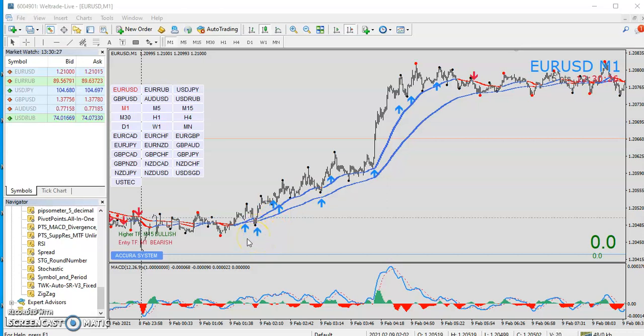I repeat again, after you see a separation of these two blue lines, you wait for the price to pull back, then wait for the arrow to show. When this arrow appears, it is 100% non-repainting. All the arrows you are seeing here, once it appears, it stays. It doesn't repaint.